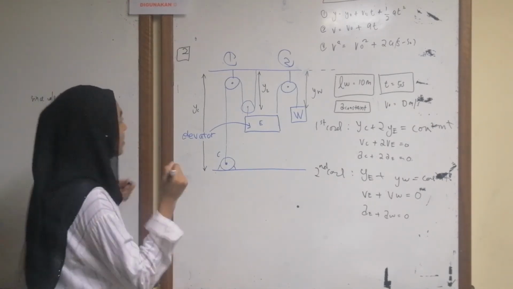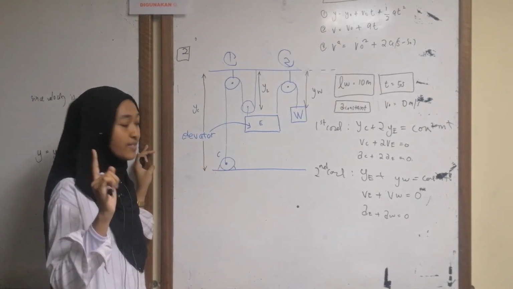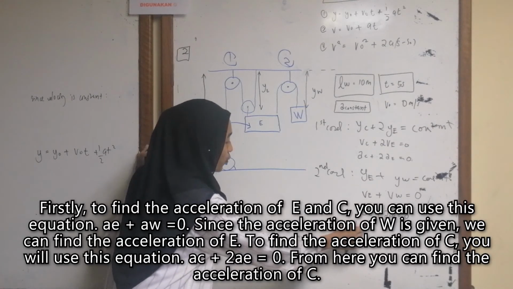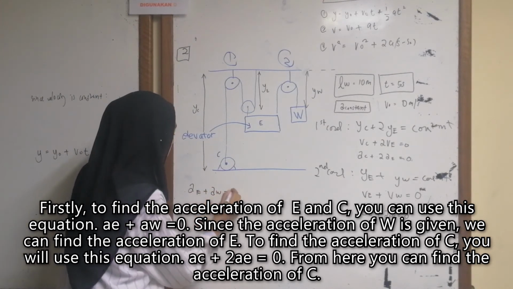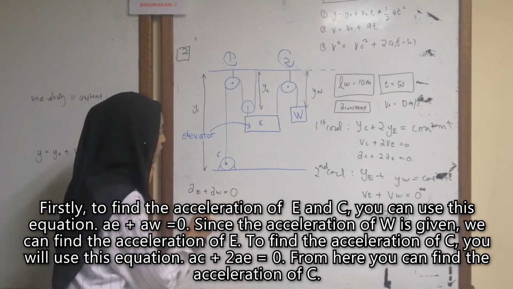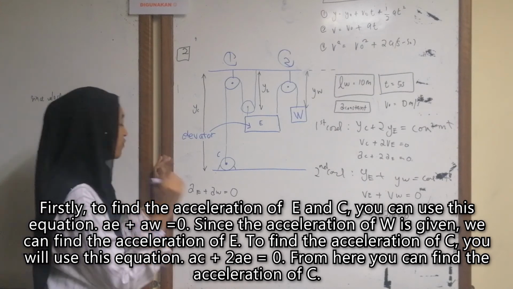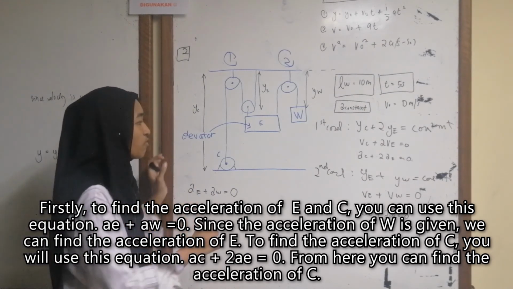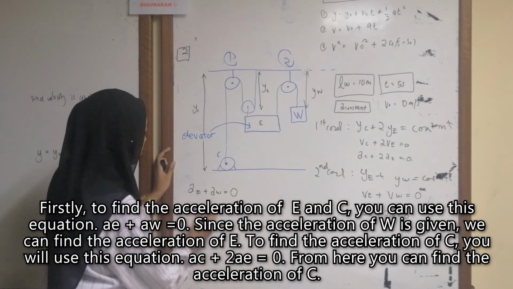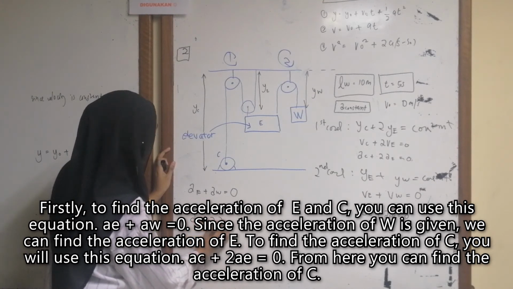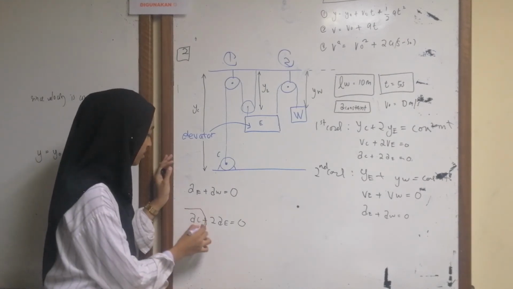So let's get started. First, to find the acceleration of E, we can use this equation, which is AE plus AW equal to 0. Since the acceleration of the weight is found, we can find the AE. To find the acceleration of C, we use this equation that we get from the constraint, which is AC plus 2AE equal to 0. So from here, we get to find the AC.